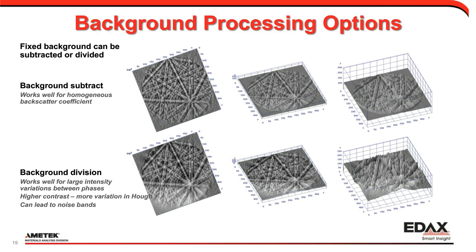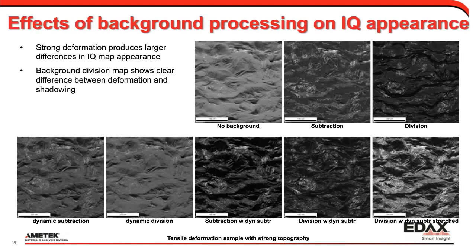And we can see these backgrounds actually have a lot of effects on my data itself. This is going to be the same data set collected as raw, and then also through the different background techniques. Here we can see a good sample of this. Again, it's deformed, tensile deformation in this case, which also gave us some topography. So strong deformation gave us great big differences in what we call the IQ map. An IQ map is a band contrast map showing us basically how much information I have in the pattern. And of course, we can see the background division gives us a good difference between things like the topography, shadowing, or deformation.